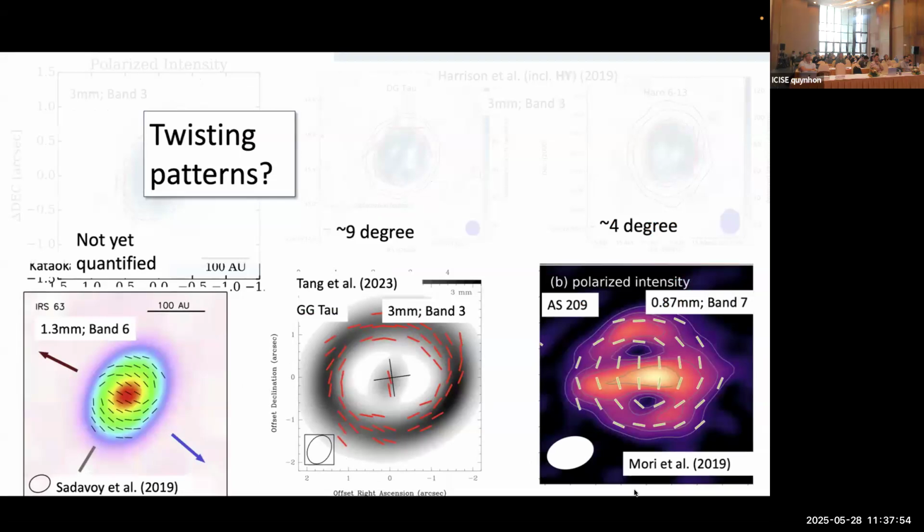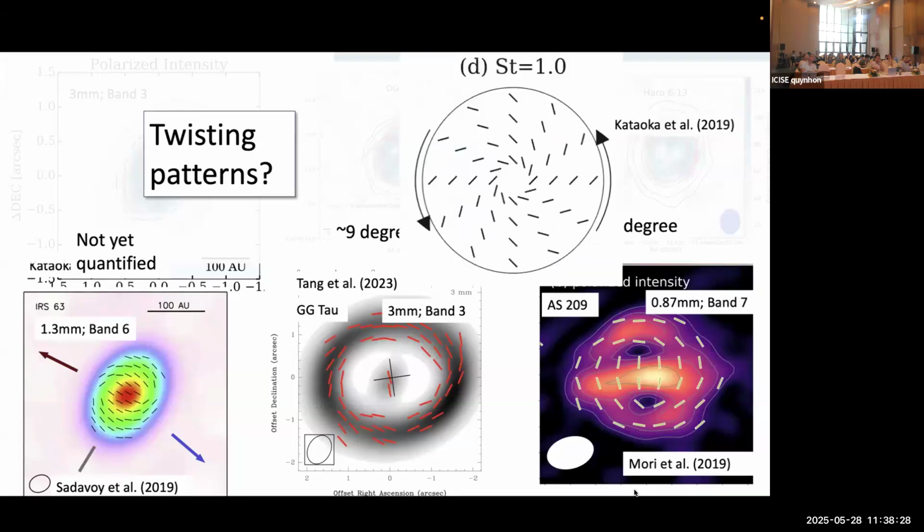Okay, so here is more like a question than a description or answers. I don't have answers. In addition to this overall azimuthal pattern, we see some systematic variation. For example, this one is not quantified. In GG Tau, Tang got a 9-degree twisting, and in AS 209 they measured about 4 degrees. And in HD 142527, they have 10 degrees, if you remember the variation.